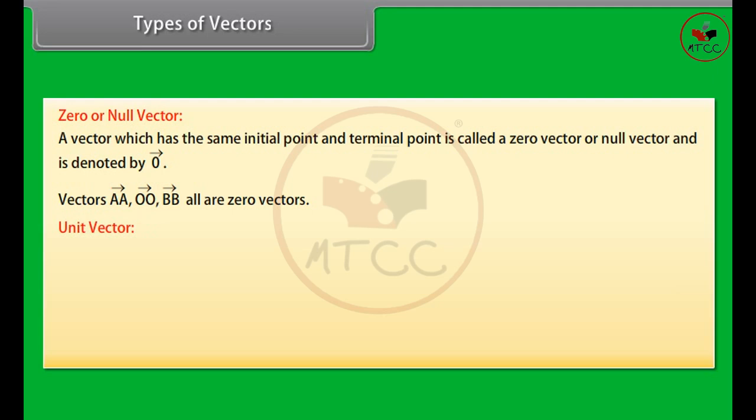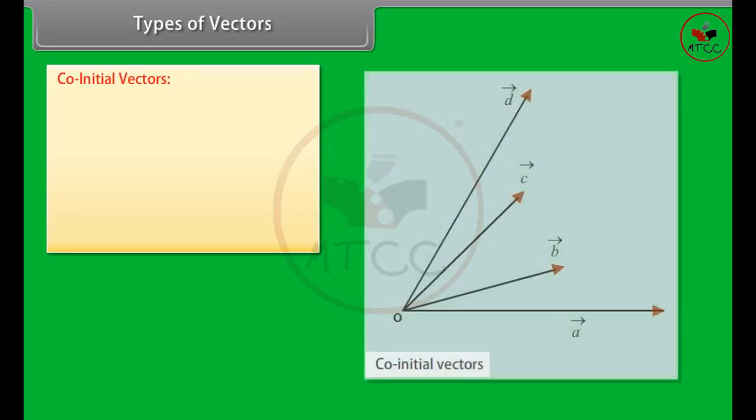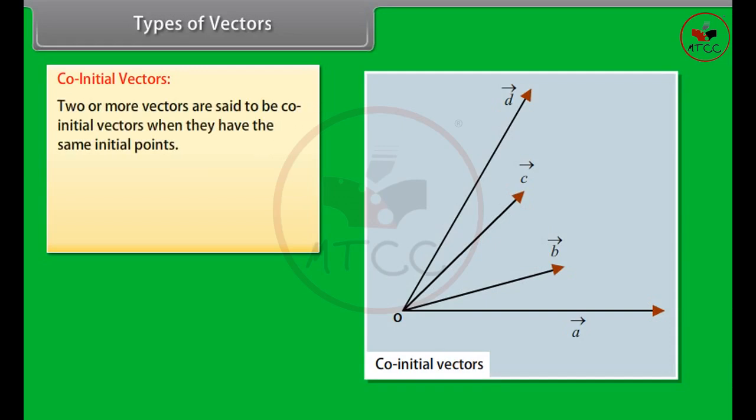Unit vector. A vector whose magnitude is unity is called a unit vector. For a given vector A, the unit vector in the direction of A is denoted by cap A and is given by cap A equals vector A by mod of vector A. Co-initial vectors. Two or more vectors are said to be co-initial vectors when they have the same initial point. For example, vectors AB, AC, AE, and so on are co-initial vectors.